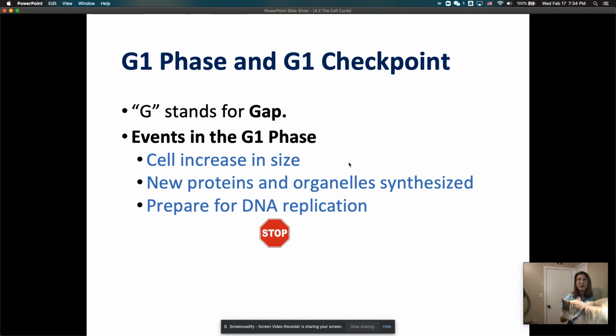There are several events that happen. There are way more than just three events, but this is all I need you to know. We got cell increase in size. Your cell has got to get a little bigger. We're trying to fit double the amount of things in the cell. So the cell needs to get bigger. That's great. We need some new proteins, new organelles.